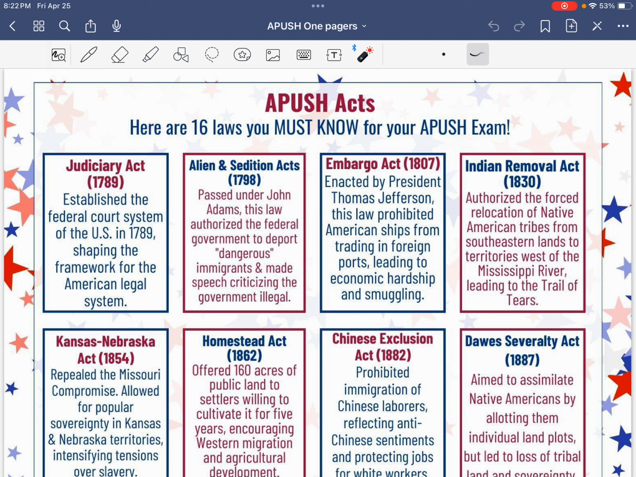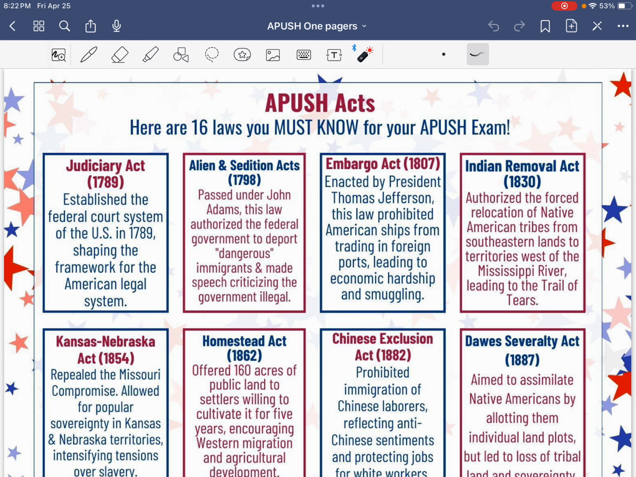So the Alien Act targeted immigrants, specifically French, because the Democratic Republicans were close to the French and the poorer people, the immigrants and the farmers, were voting Democratic Republican. So this was a political move to try and get those people out of the country. And the Sedition Act restricted speech and free press because Adams was really paranoid about what people thought about him.